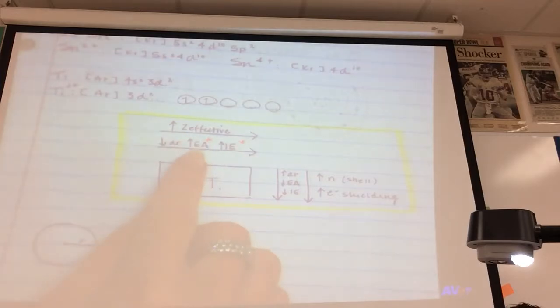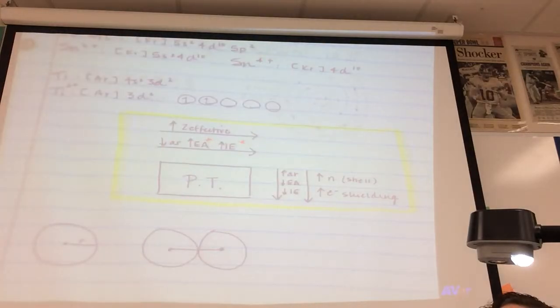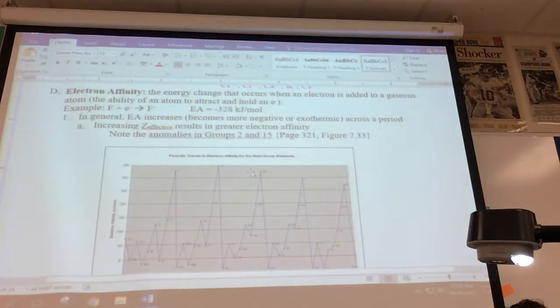We're going to take a look now at electron affinity, some of it review from last year, but we're going to introduce the anomalies. Not difficult if you know how to write and draw electron configs, which you should know how to do. Electron affinity is the energy change that occurs when an electron is added to a gaseous atom. So you're looking at the atom's ability to attract and hold an electron it didn't have previously to its outermost shell.